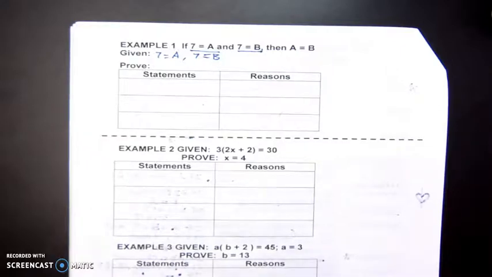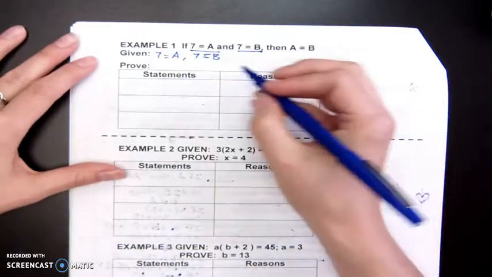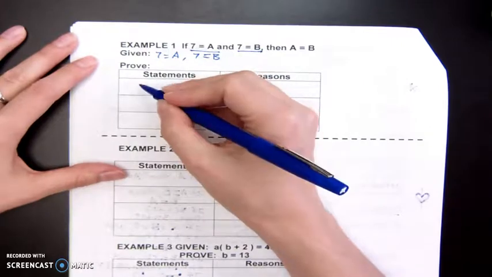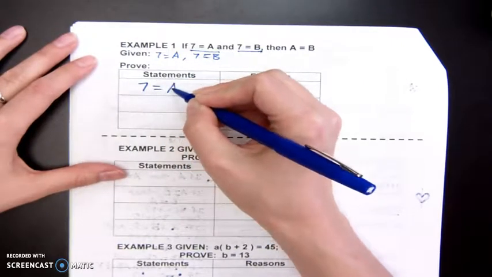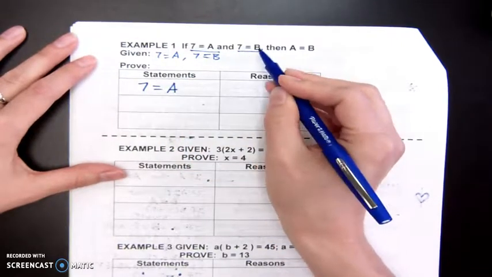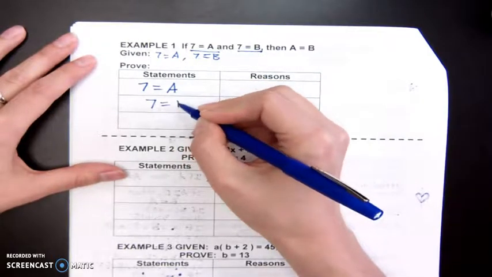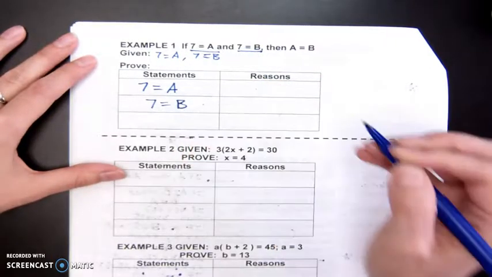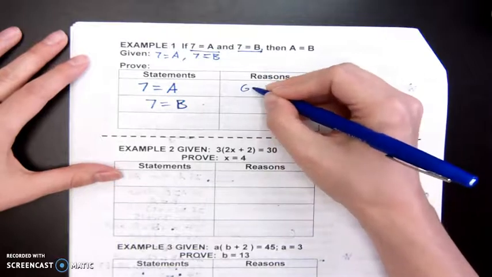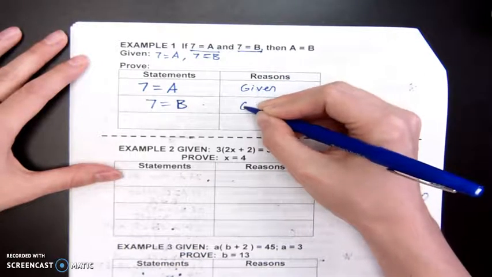So when you're building your two-column proof, you always start with that. So whatever your if statement is, always goes in the first box. 7 equals A, and if I have a second, that goes in my second box. 7 equals B. And the reason for those is just given. Okay, they gave it to me. It was in my if statement.